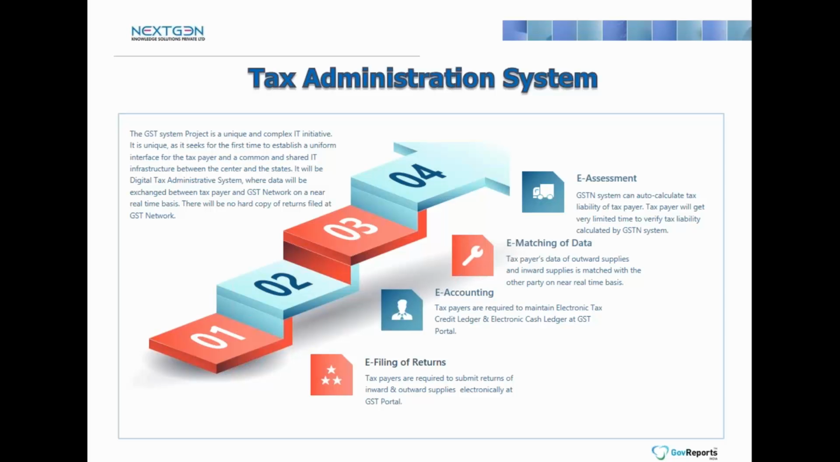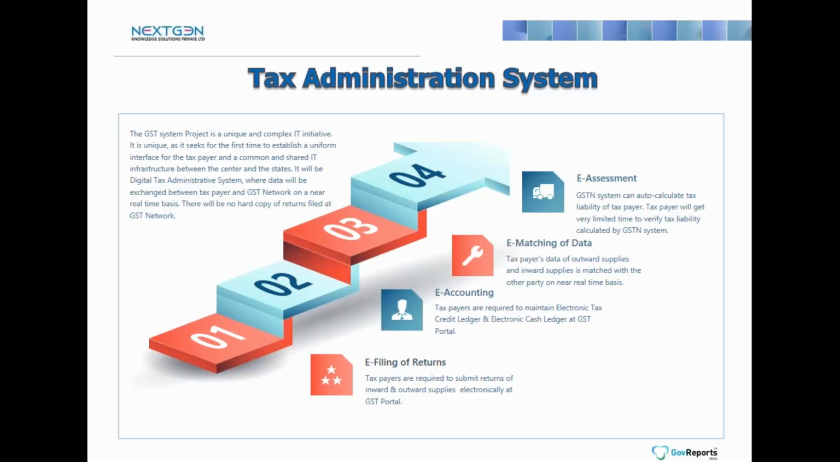In this tax administration system, all the business processes along the line of tax administration are going to be automated, and there is no role for human intervention. Starting from filing of returns, we have electronic filing of returns in the GST system, and all taxpayers will be required to submit their returns electronically. Then there will be electronic accounting. There will be an electronic cash ledger and an electronic credit ledger maintained at the GST portal, and the taxpayer will be required to reconcile these two ledgers with his own accounting records.